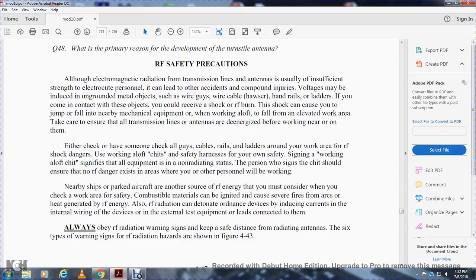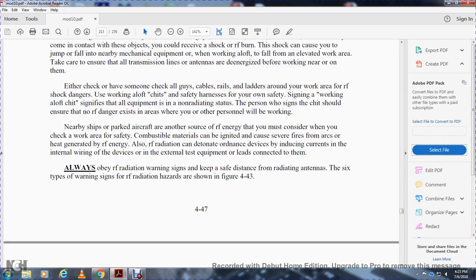The shock can cause you to jump into nearby mechanical equipment or fall when working in an elevated work area. Take care to ensure that all transmission lines are de-energized before working near them. Either check or have someone else check all the guys, cables, rails, and lifelines around the work area for radio frequency shock dangers. Use work-aloft chits and safety harnesses for your own safety. Assigning a work-aloft chit signifies that all the equipment is in a non-radiating status. The person who signs the chit should ensure that no radio frequency danger exists in areas where other personnel will be working.